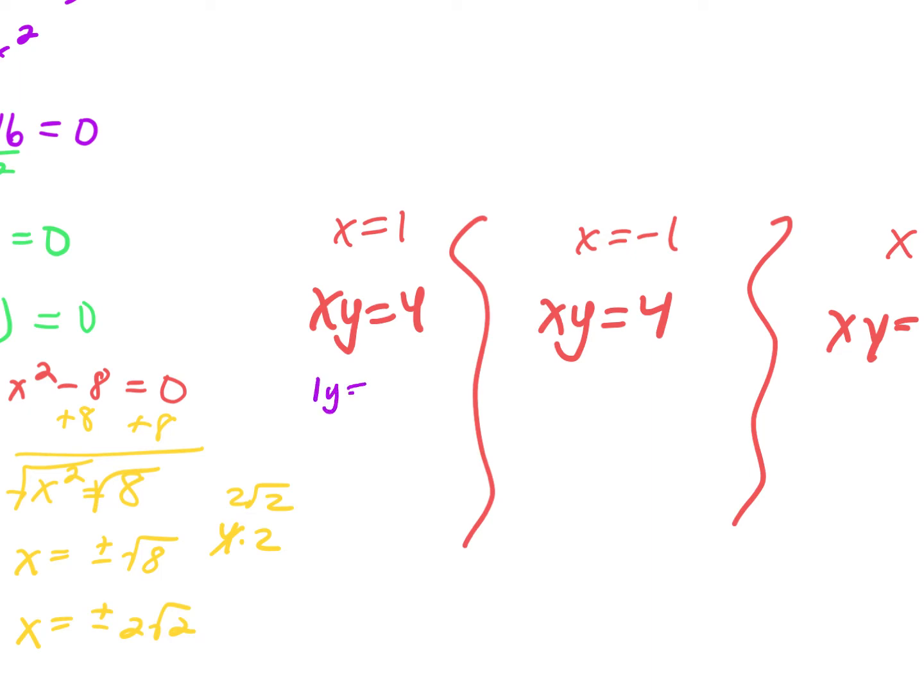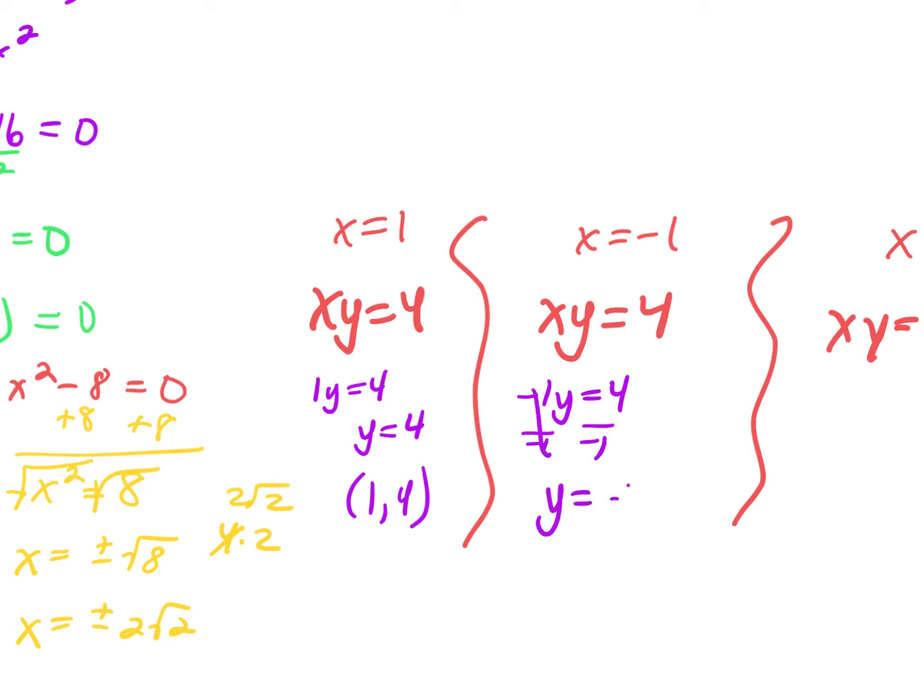All right, so I'm going to plug in 1 here. So I have 1y equals 4. That means y equals what number? 4. So my first ordered pair is 1 comma 4. Good. So now I'm going to take negative 1. I have negative 1y equals 4. What do I do? Good. Divide both sides by negative 1. So y equals what in this case? Negative 4. Good, guys. So I have negative 1 comma negative 4.